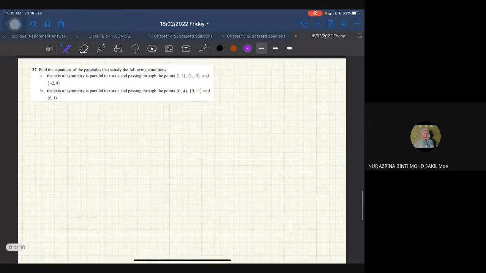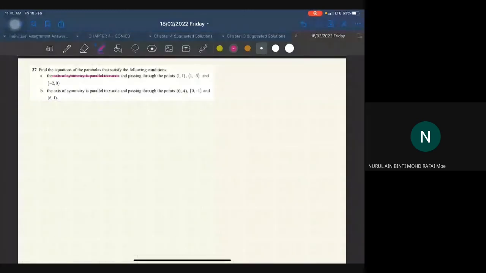Okay, so nombor 27. Awak ada masalah tak untuk solvekan dia? Ada masalah, Miss. Okay. Alright, okay. So number 27, kalau dalam soalan-soalan yang previously related to parabola, so dia bagi kita vertex ataupun dia bagi kita directrix, anything lah. Okay, tapi dalam number 27, dia cuma bagi tahu kita 3 points on the parabolas, and then dia bagi tahu the axis of symmetry is parallel to x-axis. Okay, so axis of symmetry is parallel to x-axis. Okay, so what is axis of symmetry? What does it mean by that?